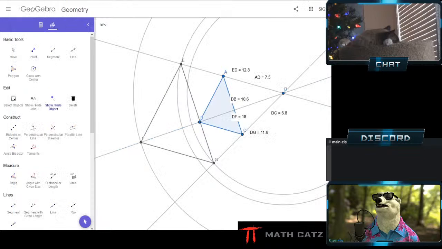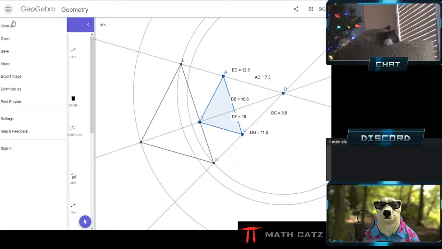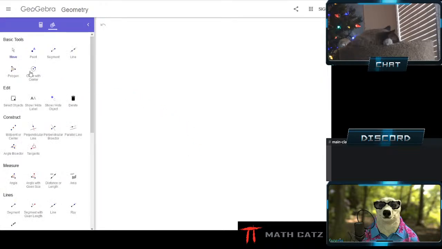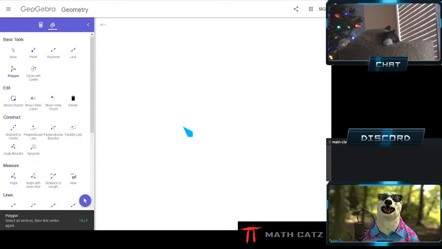Okay. But I do want to show what happens for a different center position. Now I'm going to stick to a triangle.